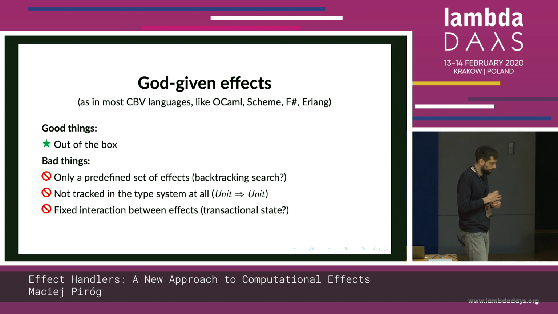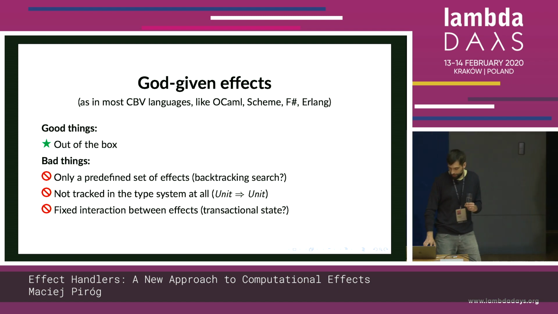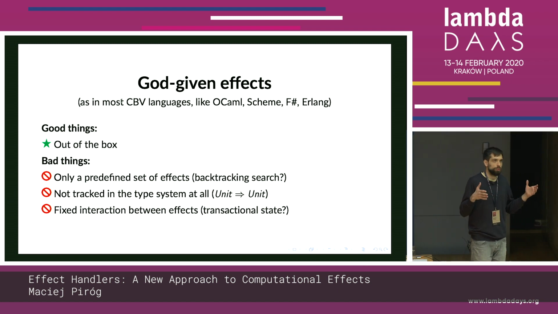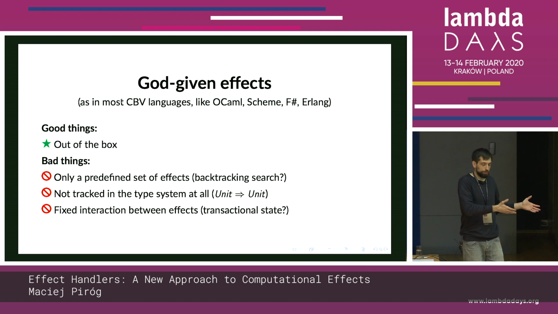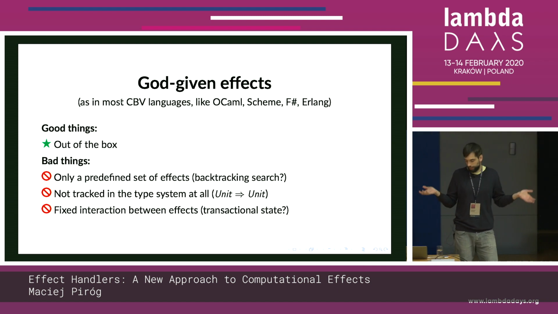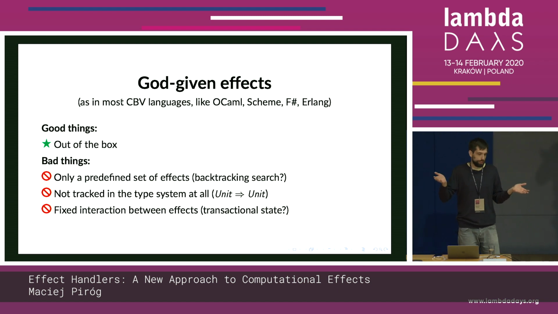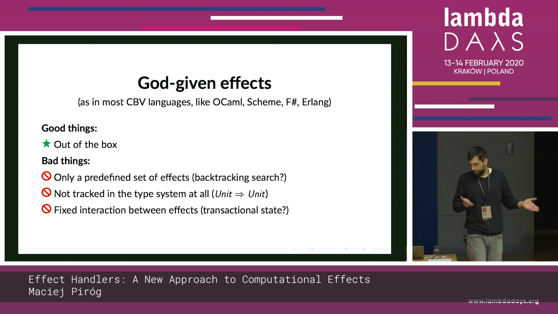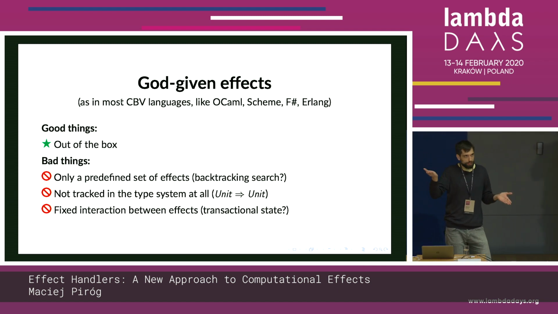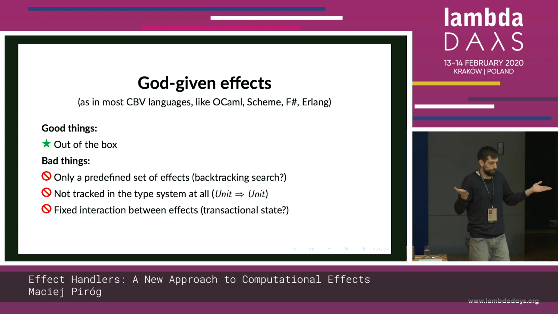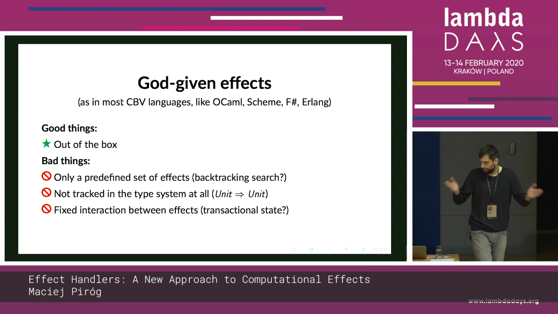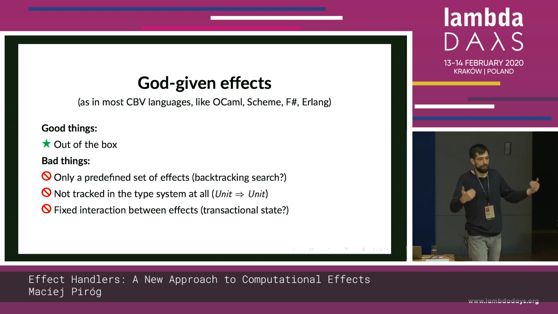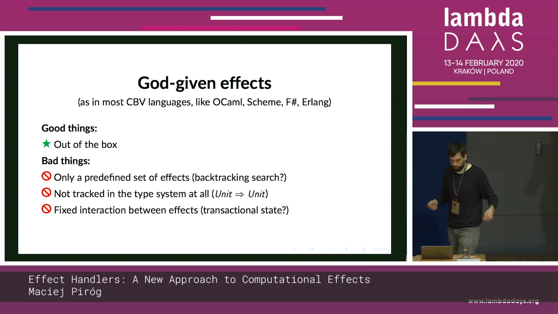And then another issue is the fixed interaction between effects. So consider a scenario when you want to have both exceptions and mutable state, and you want something like transactional state. So when you throw an exception, your mutable state needs to go back to its original value, right? So even though you have both exceptions and mutable state in OCaml, it is rather difficult to obtain this transactional state behavior. Well, maybe it's not difficult, but it's not an effect you have; you have to code around. You have to be very creative.